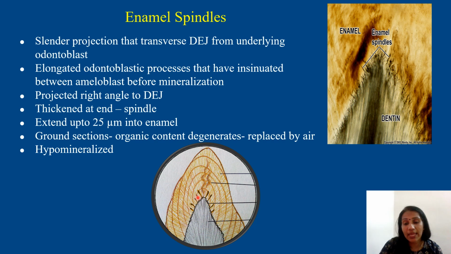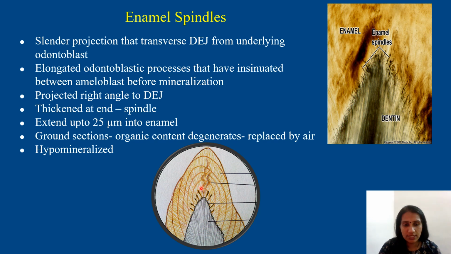So this is made up of odontoblastic process. It is the extension of odontoblastic process into your enamel across the dentino-enamel junction. And how do you get this odontoblastic process within the enamel? It would have got trapped during amelogenesis. So the odontoblastic process would have got trapped in between the enamel matrix during amelogenesis before mineralization.